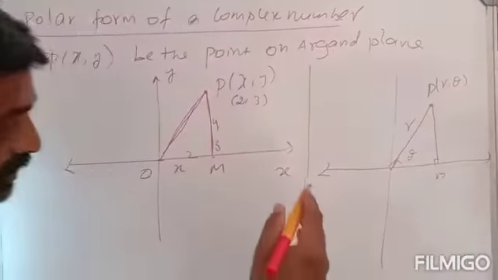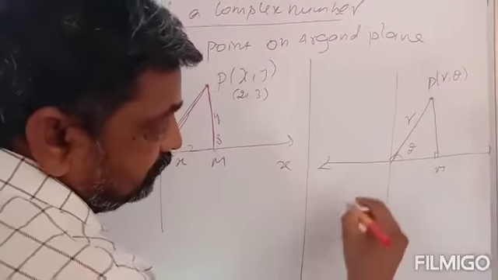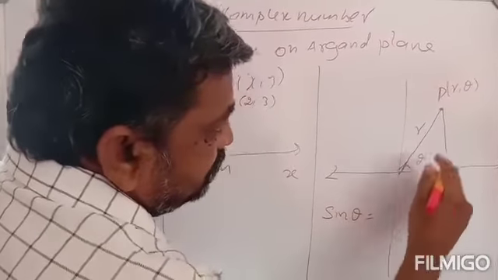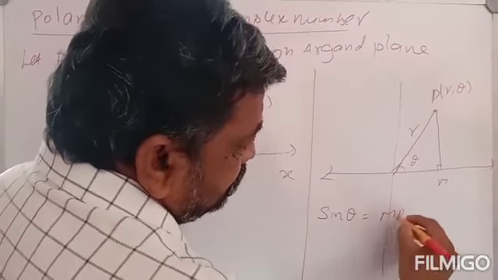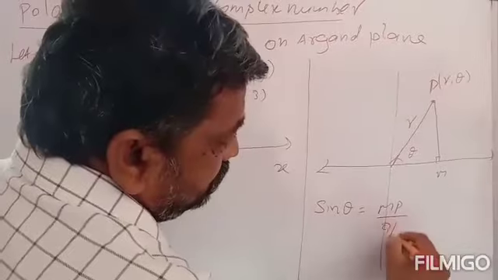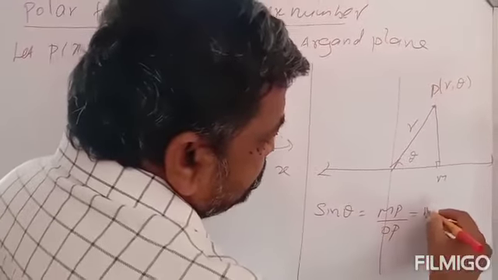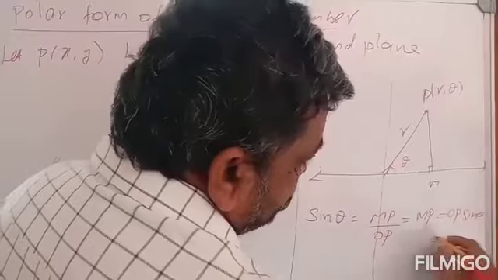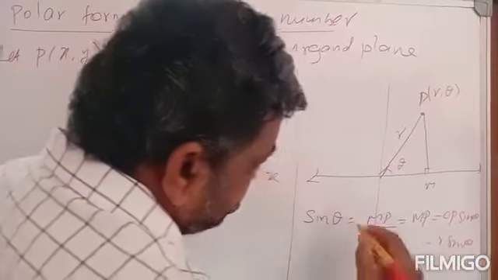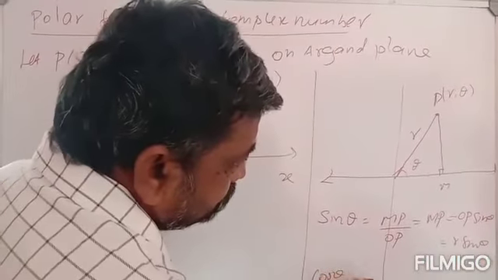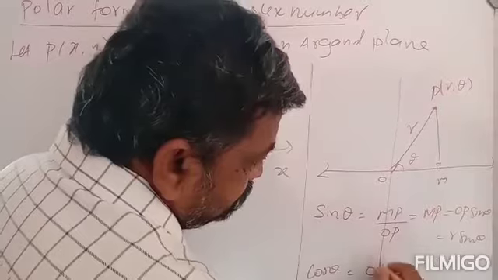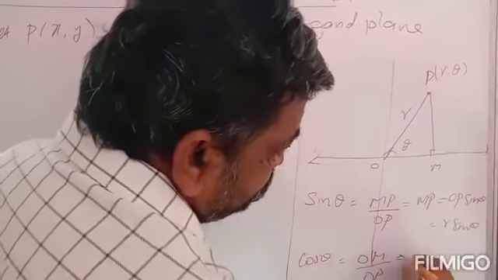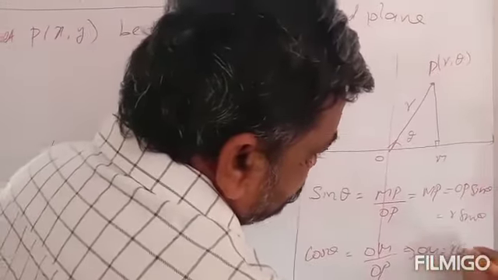Then by the definition in a right angle triangle, sin theta equals the opposite side MP by OP. This implies MP equals OP sin theta, which is r sin theta. Next, cos theta equals OM by OP, which implies OM equals r cos theta.